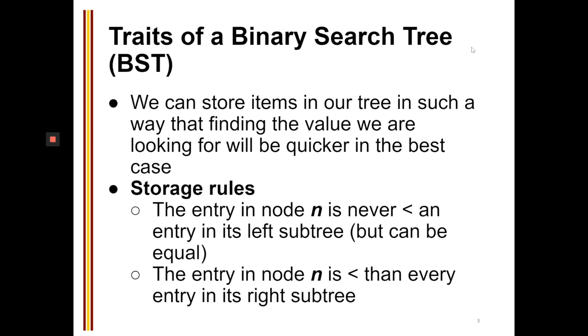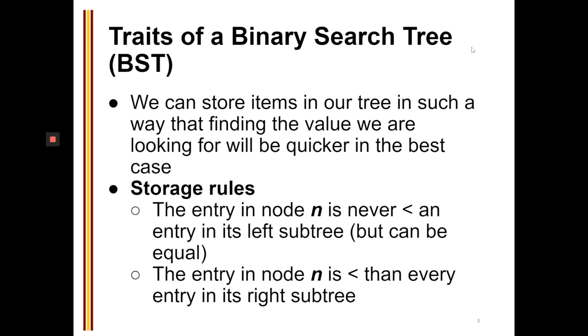We can jump straight to the rules here. We store items in our tree in such a way that finding the value we're looking for is going to be quicker in the best case. Here are the rules. The entry in node n, so whatever node you're at, we're calling it n, is never less than an entry in its left subtree. Now it can be equal, but we're not going to let it be less than.